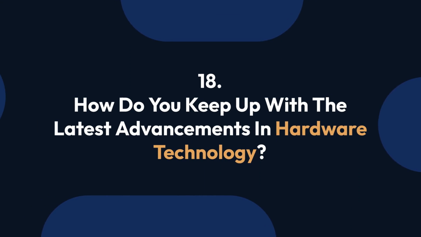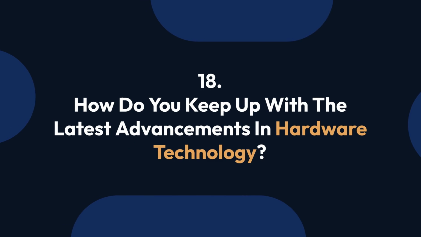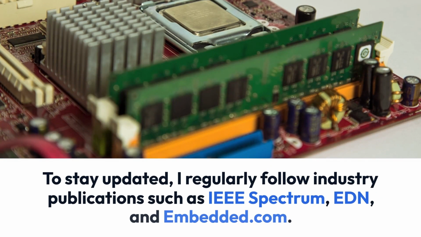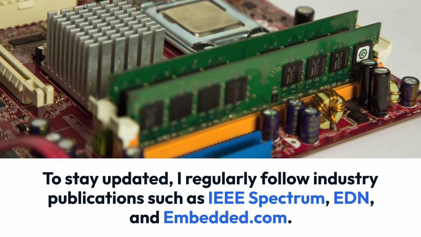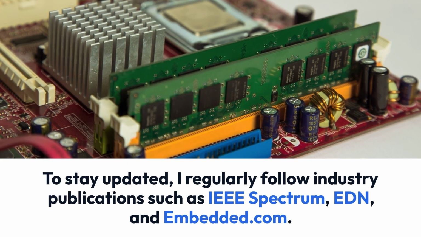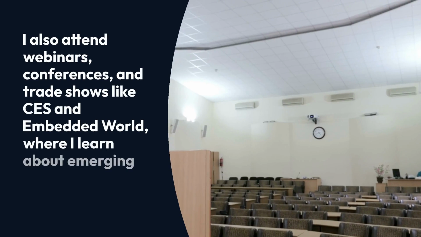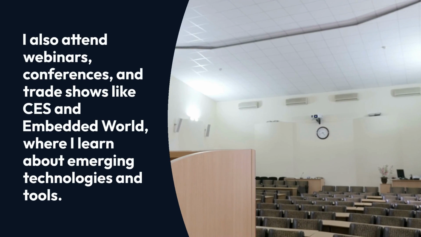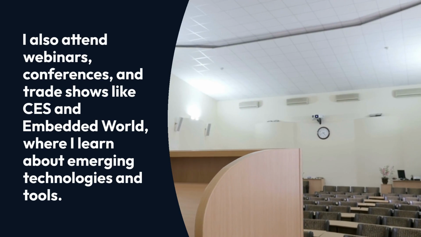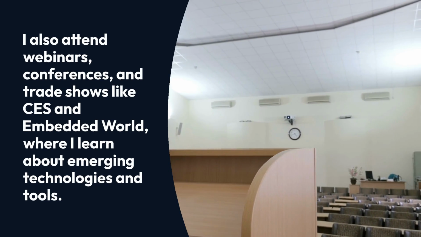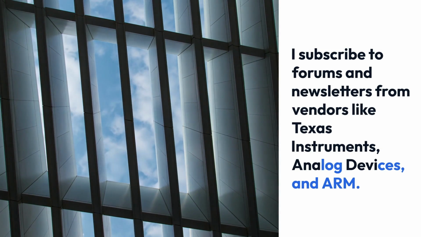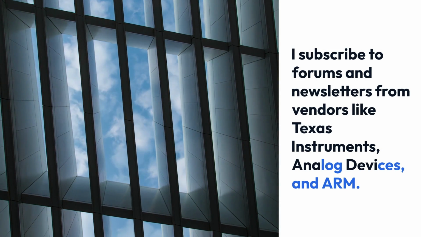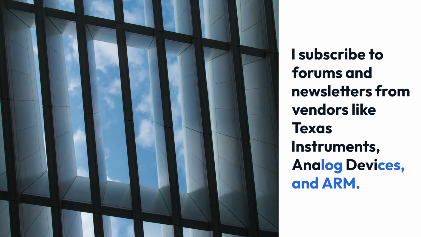18. How do you keep up with the latest advancements in hardware technology? To stay updated, I regularly follow industry publications such as IEEE Spectrum, EDN, and Embedded.com. I also attend webinars, conferences, and trade shows like CES and Embedded World, where I learn about emerging technologies and tools. I subscribe to forums and newsletters from vendors like Texas Instruments, Analog Devices, and ARM.